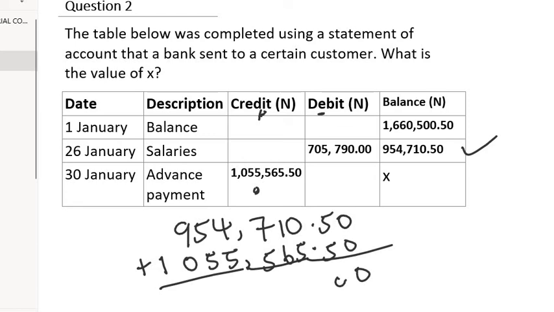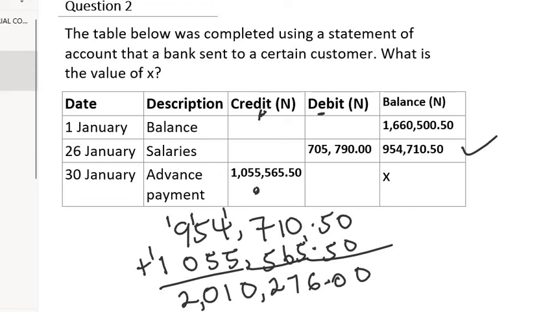5 plus 5, 10, 0, bring 1 here. 5 plus the 1 is 6. 6 plus 1 is 7. 5 plus 7 is 12. 2, bring 1 here. 4 plus 1, 5. 5 plus 5, 10. 0, bring 1 here. 5 plus 5 is 10 plus 1, 11. 1, bring down 1. 9 plus 1, 10. 0, bring down 1. 1 plus 1 is 2. So the new amount that will be in the account will be 2,010,276 naira.